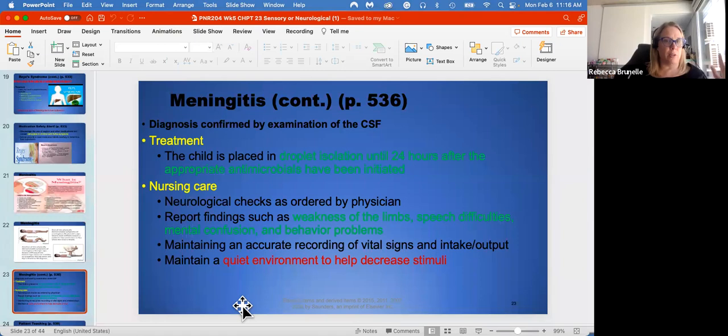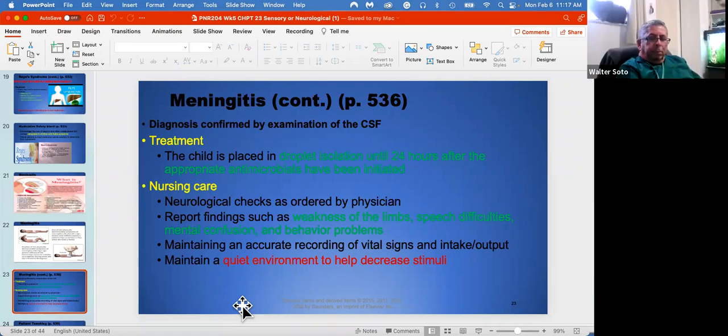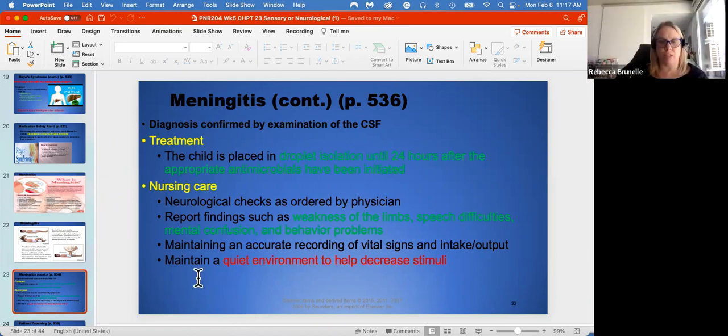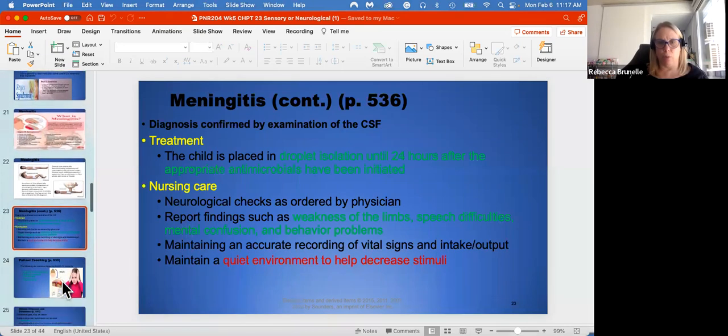So if they come in and the child's diagnosed with meningitis, they're going to be in isolation for at least 24 hours. You're going to do frequent neurological checks and accurate vital signs. And you want to make sure that you have a really quiet environment with decreased stimuli, because they can have a lot of photosensitivity, and loud noises and blinking lights and stuff like that can make them feel worse.